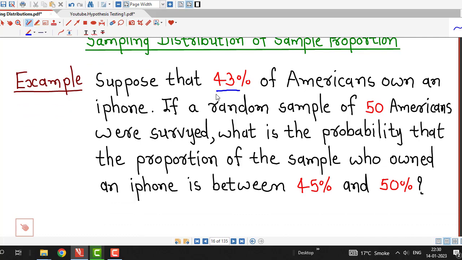Suppose that 43% of Americans own an iPhone.